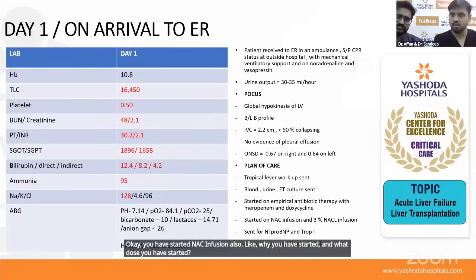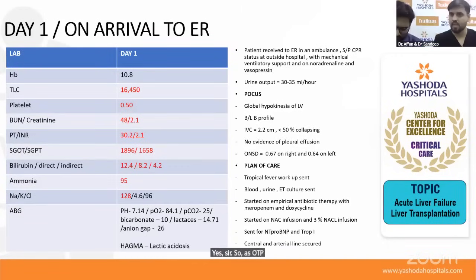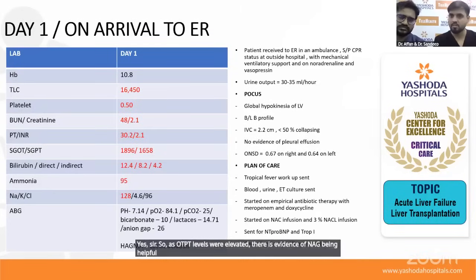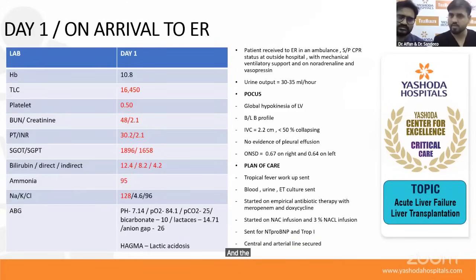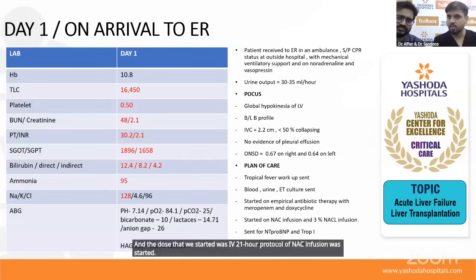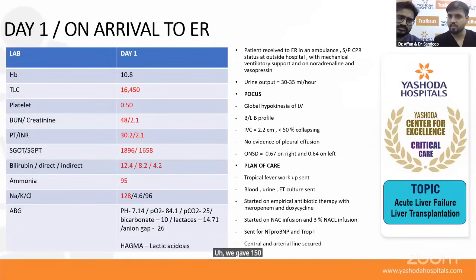Yes, sir. As the liver enzymes were elevated, there is evidence of NAC being helpful in patients with non-paracetamol related acute liver failure. And the dose that we started was the IV 21-hour protocol of NAC infusion. We gave 150 mg per kg over 1 hour in 250 ml D5. Then we went on to 50 mg per kg over 4 hours in 500 ml of D5. Then 100 mg per kg over 16 hours in 1000 ml of D5.